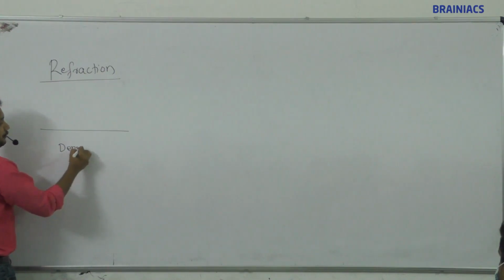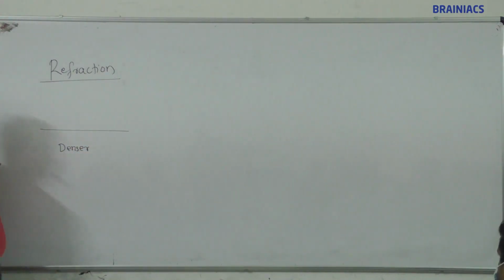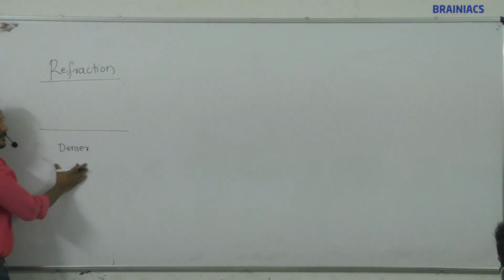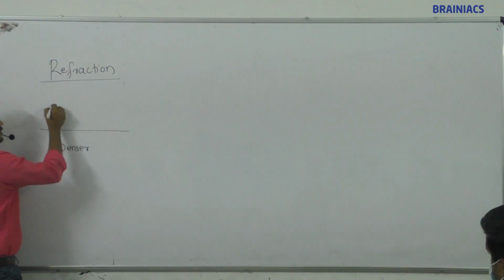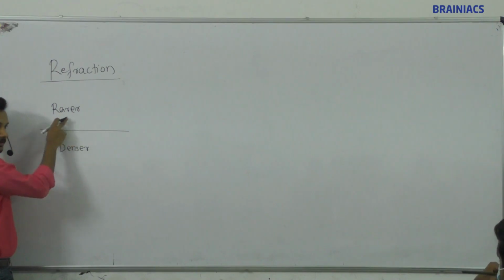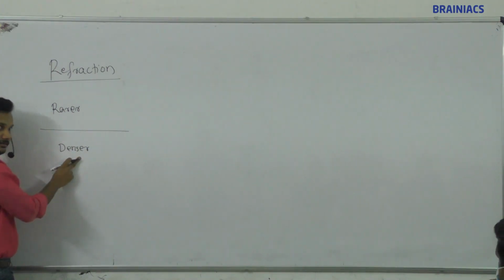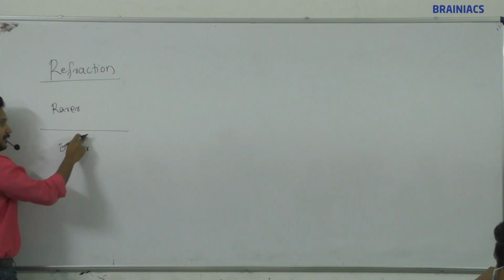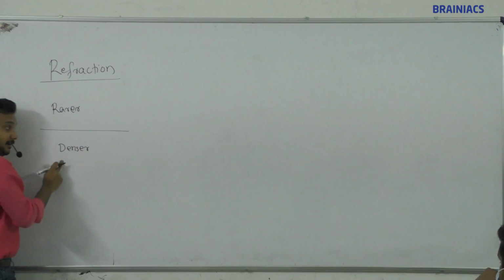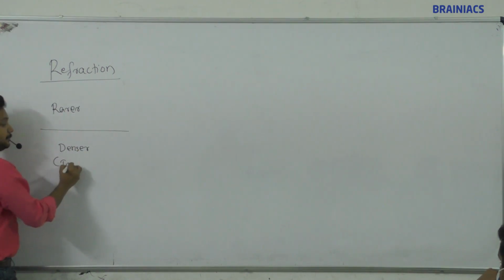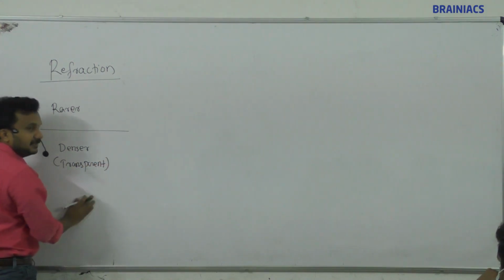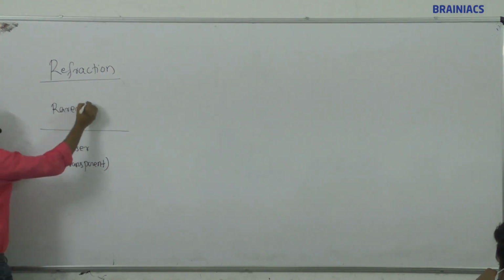There are certain conditions for reflection and refraction. For example, in properties of fluids you will learn about viscosity. Here we call it denser. Denser means thicker, like honey or oil. Water is thinner than oil, and oil is thicker. So we have a denser medium and a rarer medium, and both are transparent media. Transparent means it passes light.